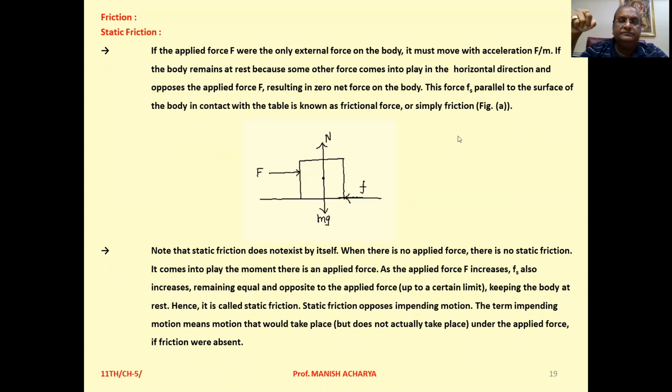Static friction is such a force which opposes the impending motion. Impending motion means what? Impending motion means the motion which should be there in the absence of friction, but due to friction, it is not possible. So that particular motion is called impending motion.